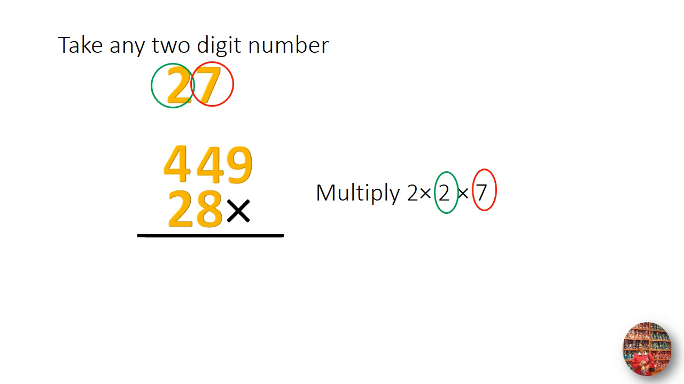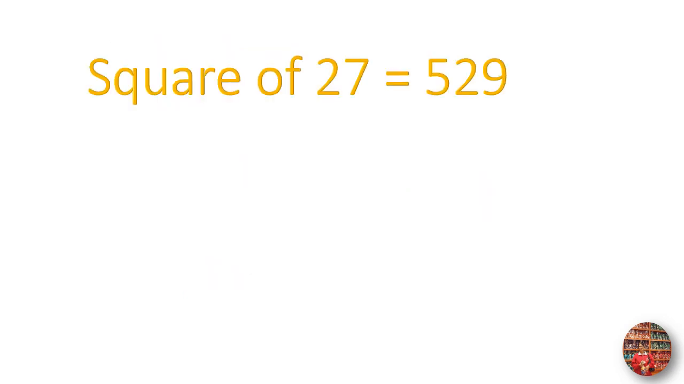Add it. So what will the answer be? The answer will be 729. So this is the square of 27. So the square of 27 is 729. So these are the steps. Once you have learnt, you can apply it fast or quickly.